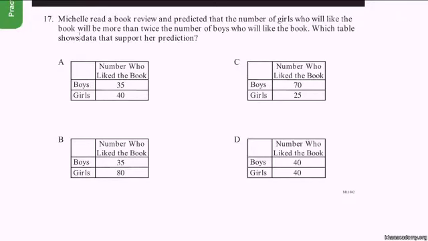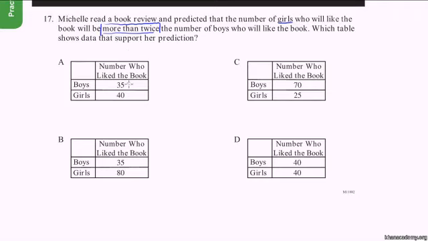Problem 17. Michelle read a book review and predicted that the number of girls who will like the book will be more than twice the number of boys who will like the book. So she predicted that the girls would be more than twice the number of boys who will like the book. Which table shows data that supports her prediction?